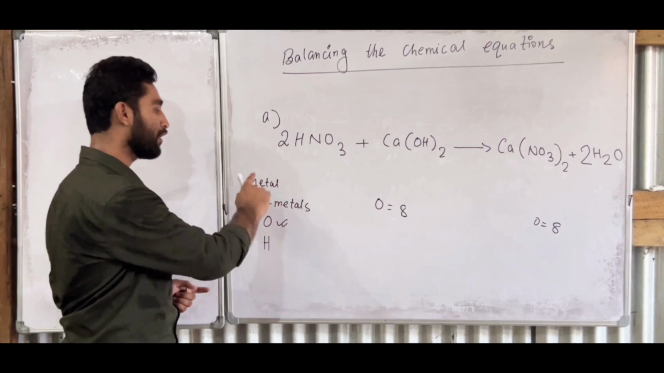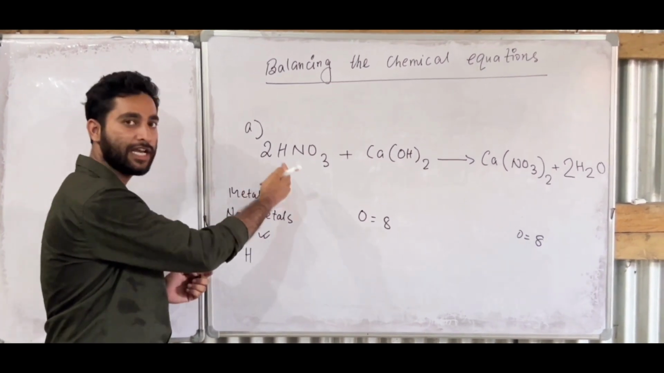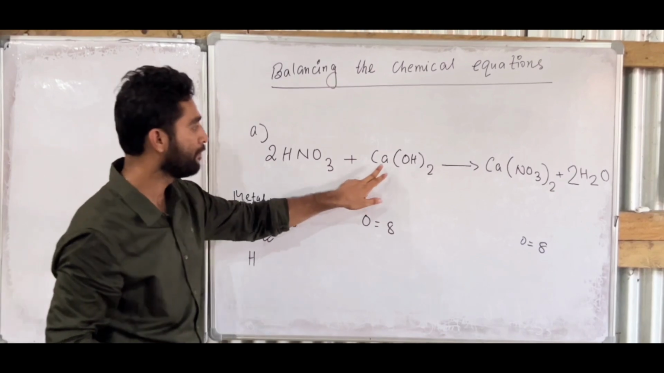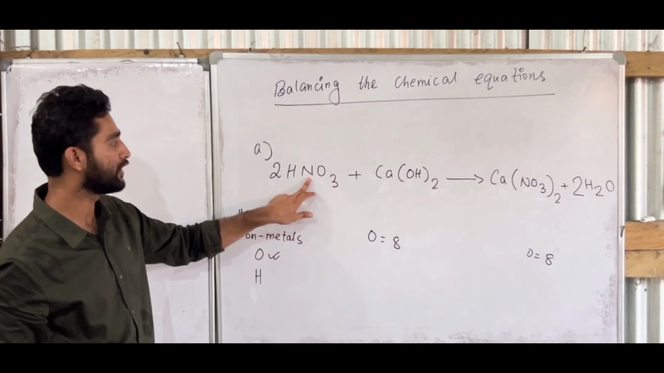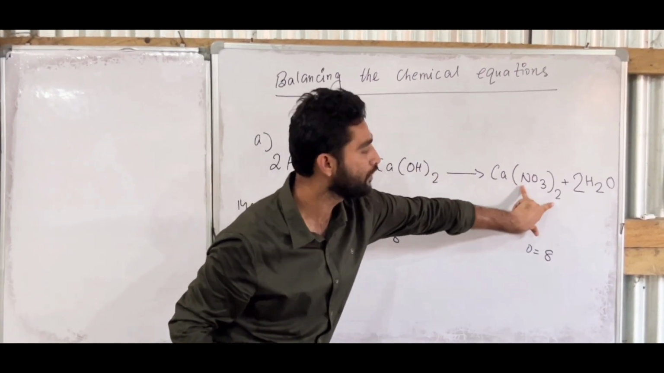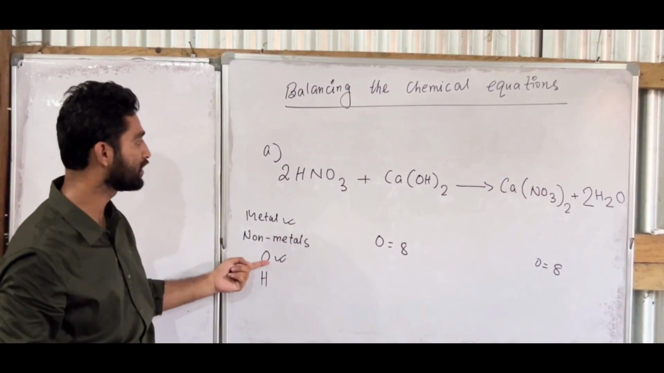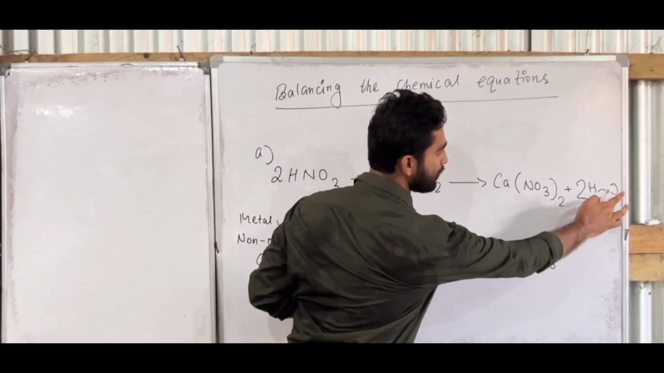Now again, whenever you are putting the number, always start from the beginning. Start the check, verify from the metals. Metal calcium 1, calcium 1. Then the non-metal nitrogen. Nitrogen here how many? 2. Here also nitrogen 2. Now oxygen. Oxygen how many? 3 2s are 6 plus 2, 8. 3 2s are 6 plus 2, 8.